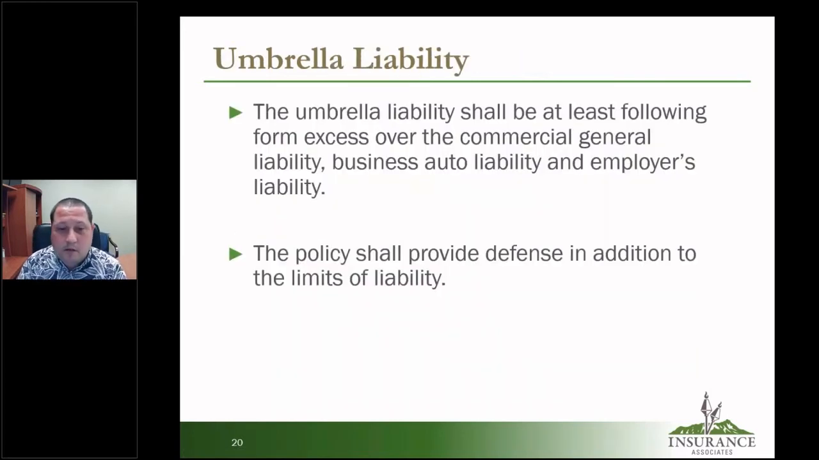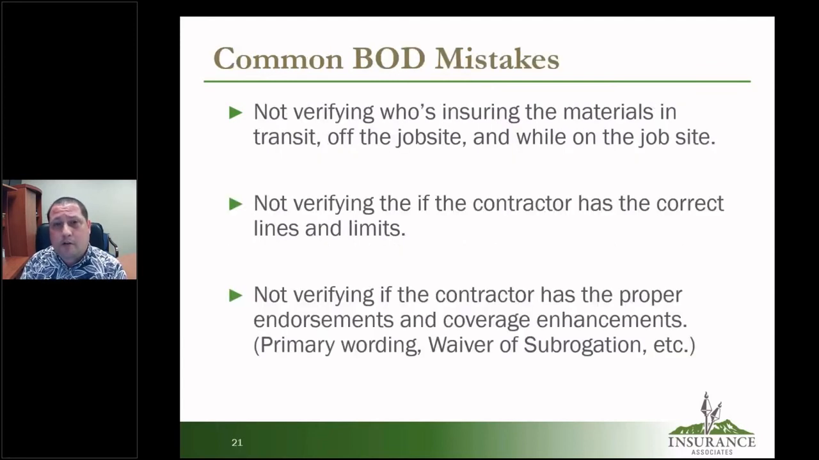For the umbrella policy, it should be following form excess coverage above the general liability, business auto, and employer's liability policies. Consider the job they're doing and the maximum potential for damage that they can cause to your buildings and other people when you determine an umbrella limit that you're going to require your contractor to have.